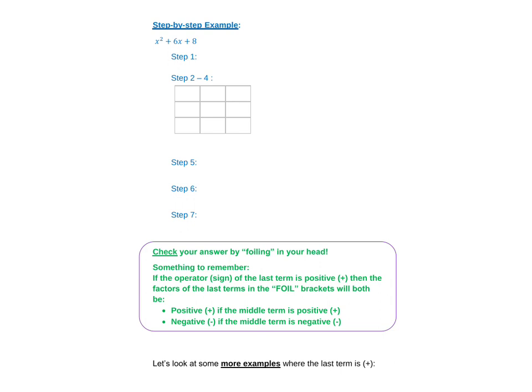Right, so step 1, let's start. Multiply your first and your last term. 8 times x squared. So these are the numbers I'm multiplying. So x squared times 8 is 8x squared. Right, now we're going to work with that. So I have 8x squared and I have my table ready.